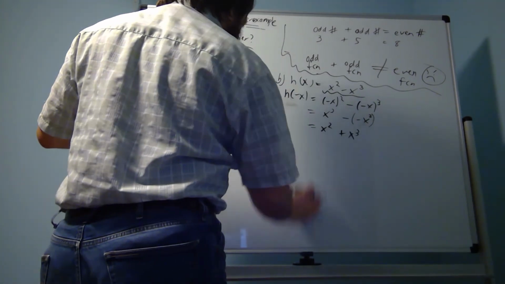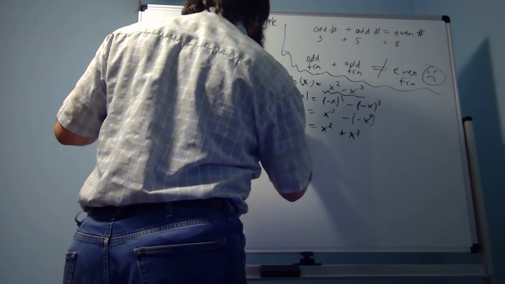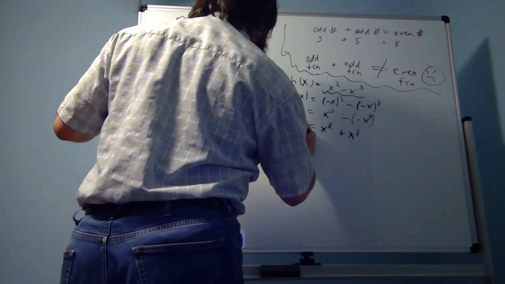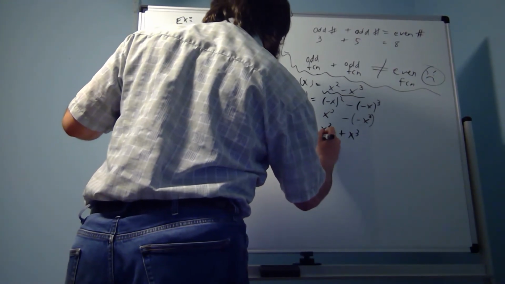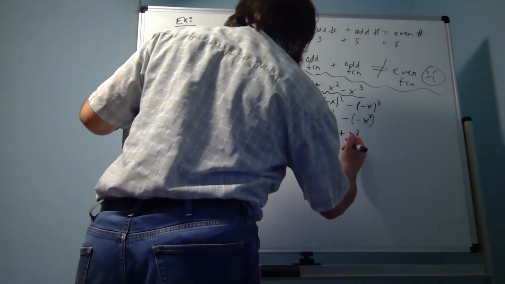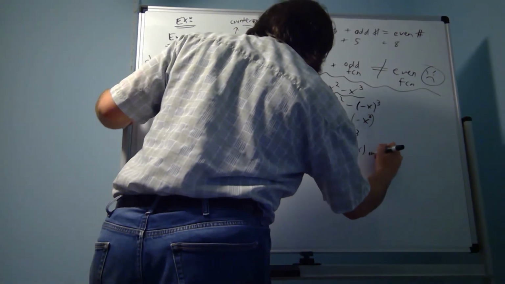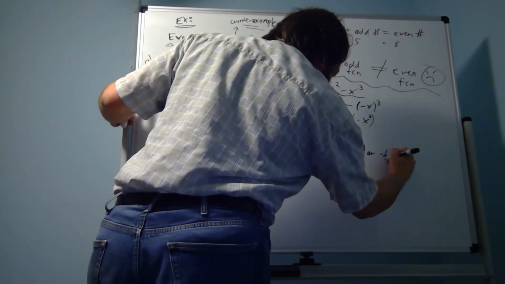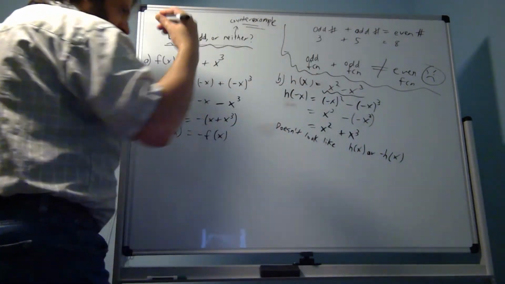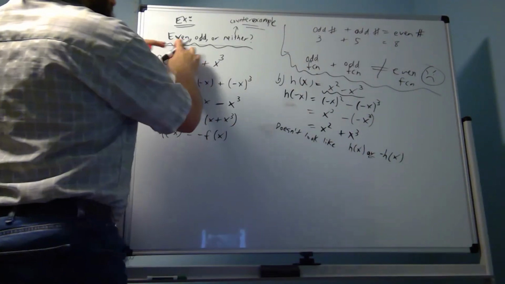I do want question marks. Let's put it over the equal sign. So what did I just do? So the end result we got is, doesn't look like either one. It doesn't look like h of x, and it doesn't look like minus h of x either. It doesn't look like it's even or odd.